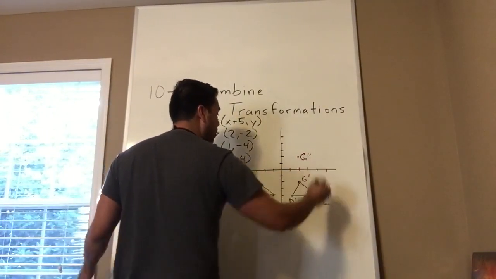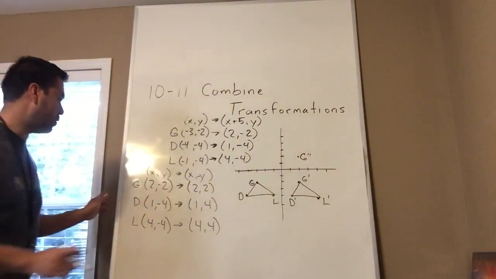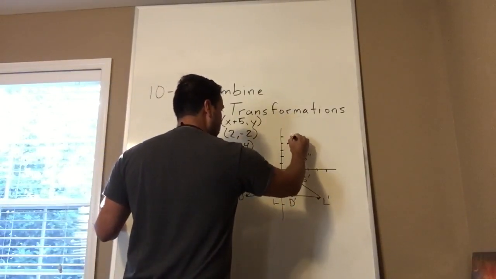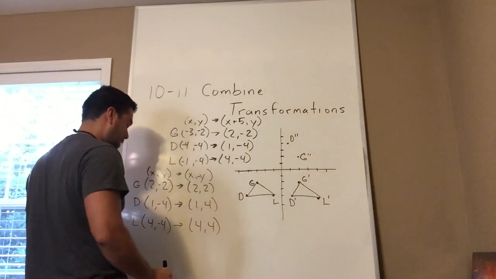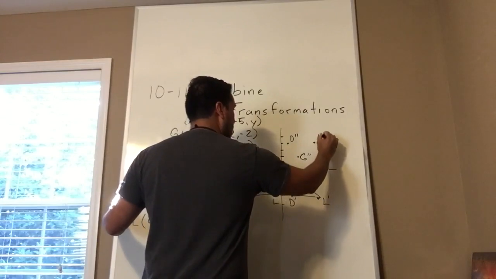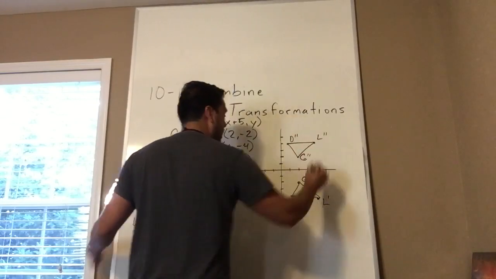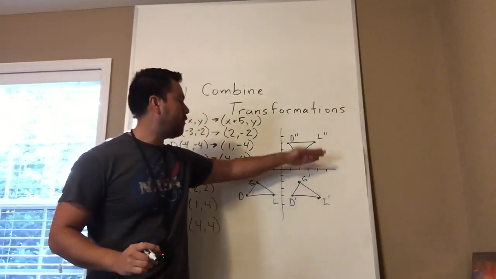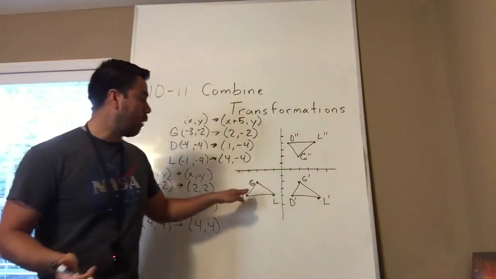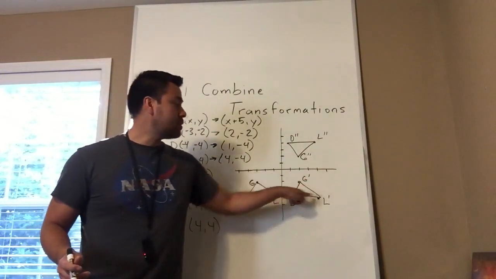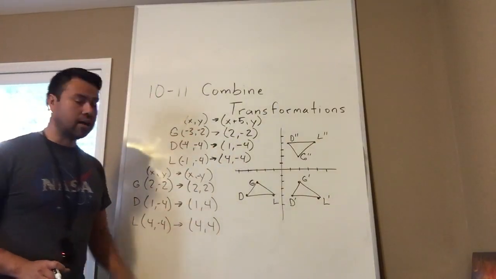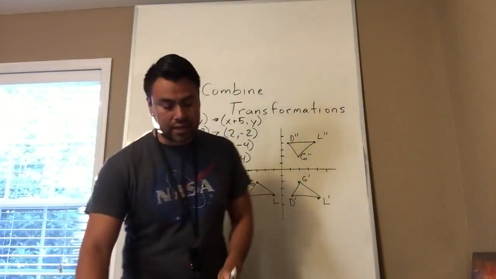This time we're going to call it double prime because it's the next movement. It's the second movement. And then D is 1, 4. That's D double prime. And then L is going to be 4, 4, 1, 2, 3, 4. That's L double prime. Okay, and that's the figure. And that one, it got flipped on the x-axis. If I fold that in half, that's the new figure. So that's what you're doing. I want to see the three figures, the primes and the double primes labeled carefully, and also their transformations using their rules, okay? So that's that first example.